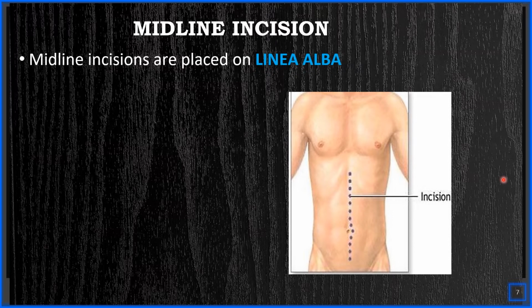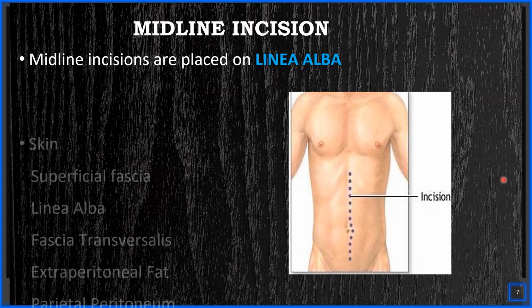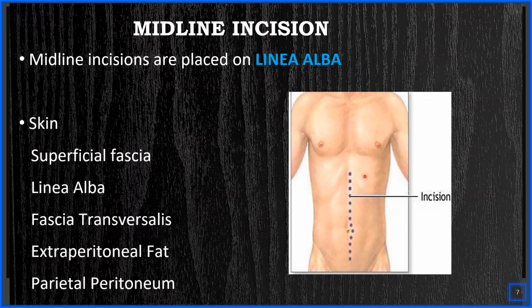The midline incisions are placed on the linea alba. You have already covered what the linea alba is. So what are the structures that are cut through when you are placing the midline incision? Obviously you are going to cut through the skin. Then you have the superficial fascia. You have two layers of superficial fascia for the anterior abdominal wall: the superficial fatty layer, which is called the Camper's fascia, and the deep membranous layer, which is called Scarpa's fascia.